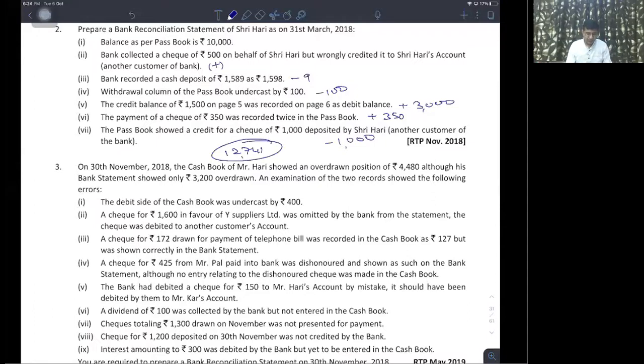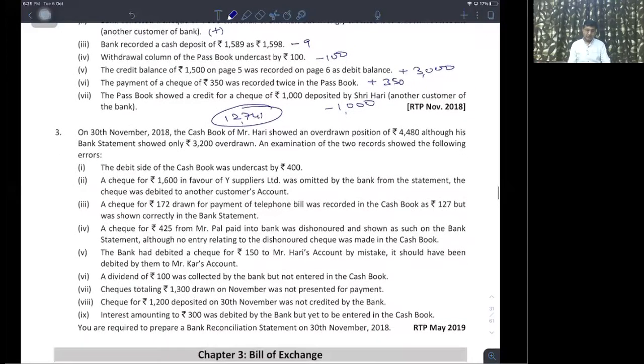फोर्थ नहीं समझा. फोर्थ वन, withdrawal column of passbook is undercast by ₹100. Withdrawal column of passbook, पासबुक में अंडरकास्टिंग है. गो बैक टू पासबुक. पासबुक डिपॉजिट कॉलम, पासबुक विड्रॉल कॉलम. विड्रॉल कॉलम 100 रुपए से कम है, मतलब फेवरेबल बैलेंस ज्यादा दिख रहा है या नहीं? तो पासबुक का फेवरेबल ज्यादा है, तो पासबुक टू कैश बुक लेस. पेजेस भैया पन्ने पन्ने जिसमें वो लिख के फॉरवर्ड करते हैं. पासबुक showed a credit of check ₹1,000 deposited by Sri Hari, another customer, मतलब wrong credit by bank.